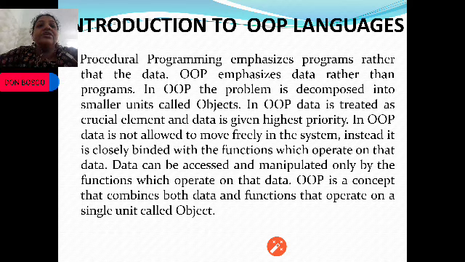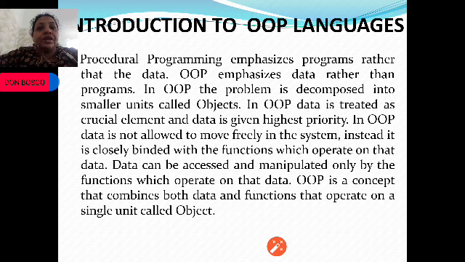But object-oriented programming emphasizes data. The priority is given to the data rather than the programs. As we discussed in procedural programming, there is one main program and many procedures. Each procedure is capable of doing one particular task, which means in procedural programming, the task is divided into a number of procedures. As in object-oriented programming, the problem is decomposed into smaller units called objects.